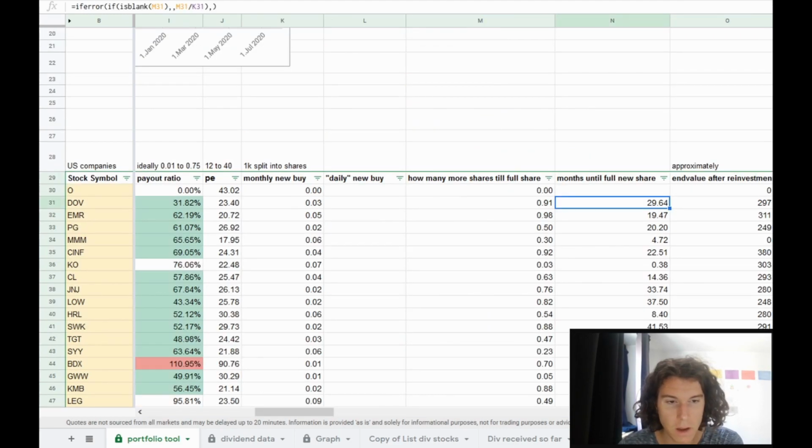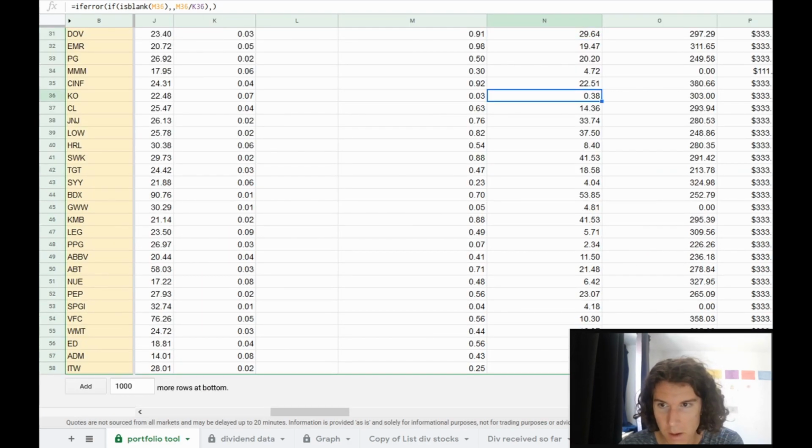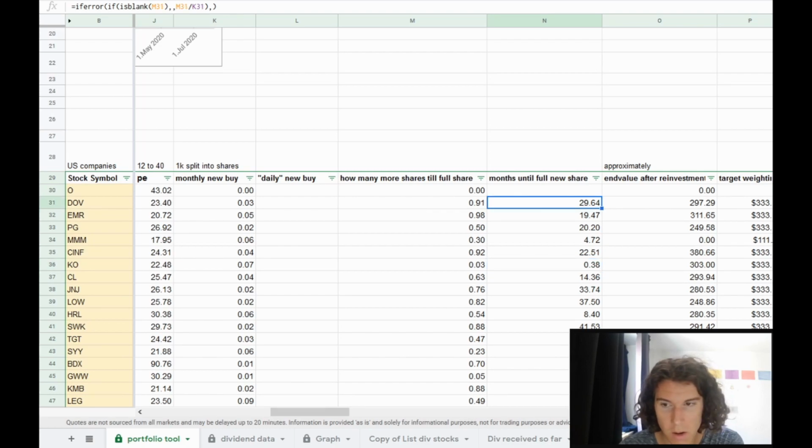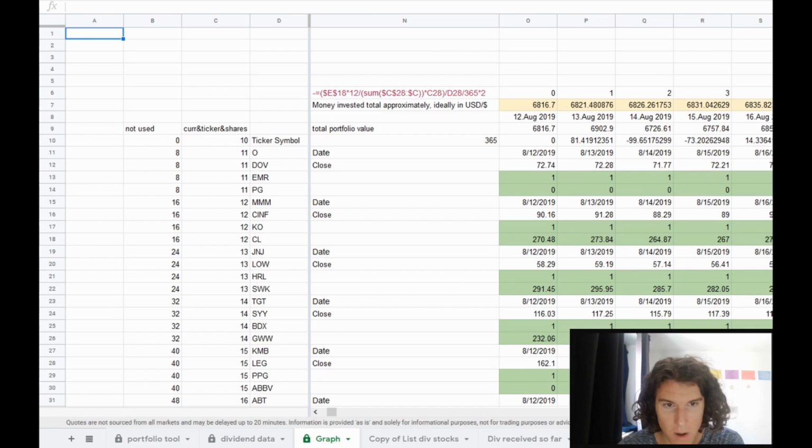Then you can see how long it will take until you can buy another stock. And there you can buy a new stock after half a month. And some other stocks take you like 13 months until you have enough money saved to invest into a complete share. Something else that you might need to change, I adapted the graph.